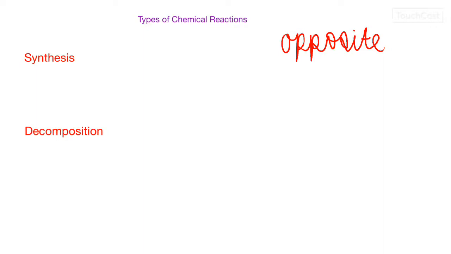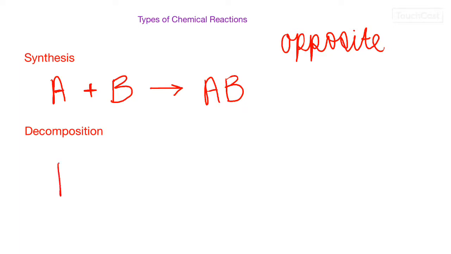So synthesis, you're going to have one element, element A, plus a second element, and you're going to then push those together and get a compound. Decomposition is the opposite. You start with a compound and you break it into 2 different pieces.